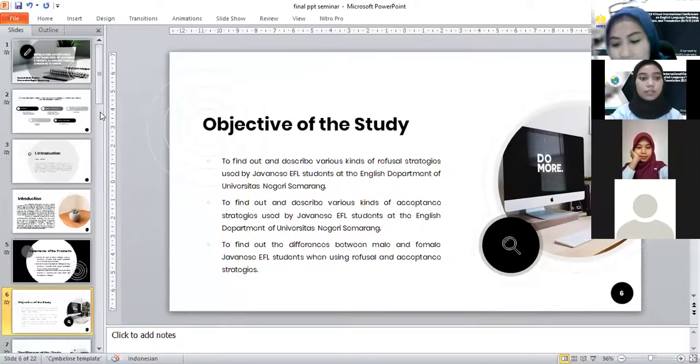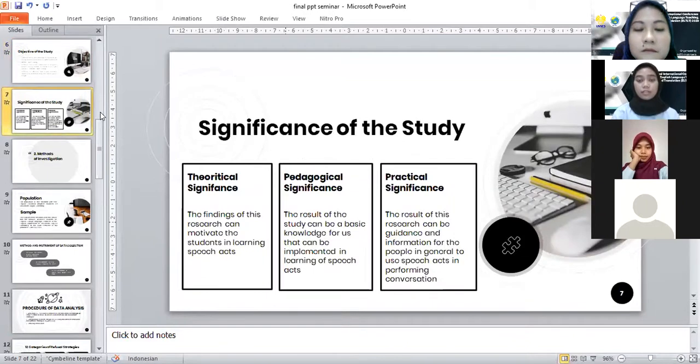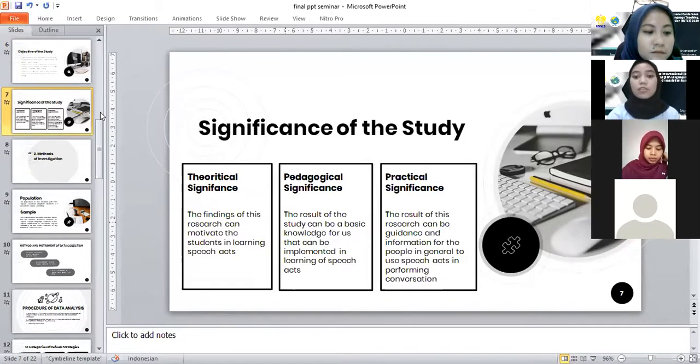We're going to the next slide. The significance of this study. The first one is theoretical significance. The findings of this research can motivate the students in learning speech acts, especially refusal and acceptance strategies. The second is pedagogical significance. The result of this research can be guidance and information for people in general regarding speech acts in performing conversation.